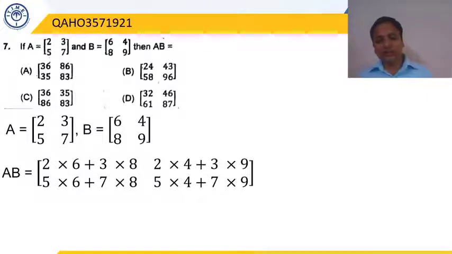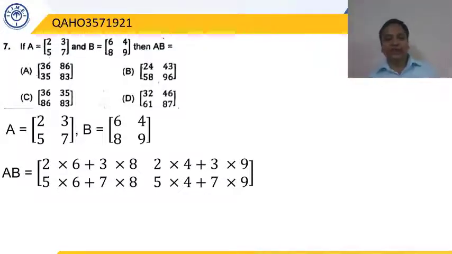Please note this carefully. The first row of A multiplied with the first column of B gets the first row, first column element of the resultant. Then the first row of A multiplied with the second column of B gets the first row, second column element of the resultant. The second row of A multiplied with the first column of B gives the second row, first column element of the resultant matrix. The second row of A multiplied with the second column of B gives the second row, second column element.